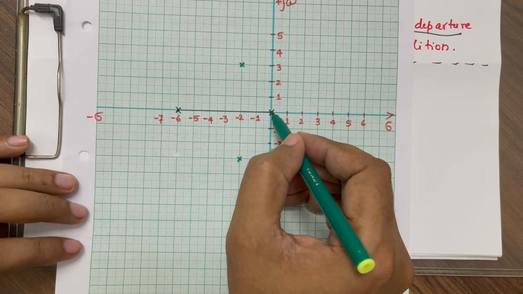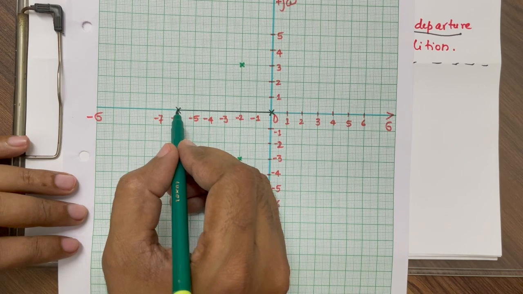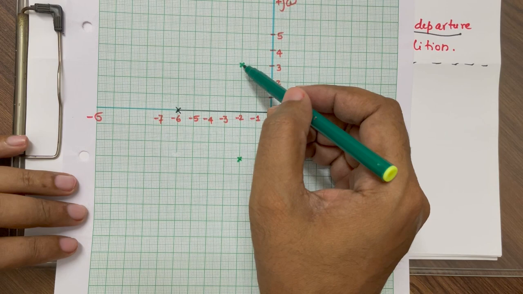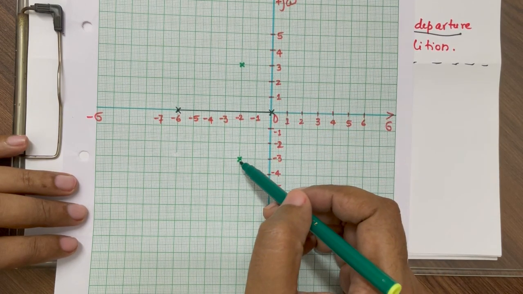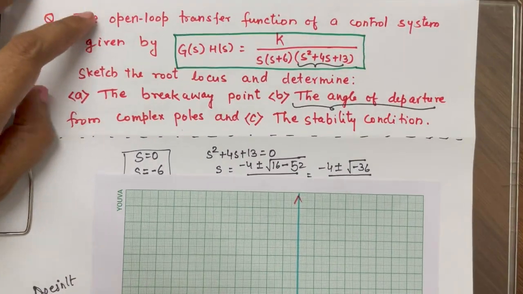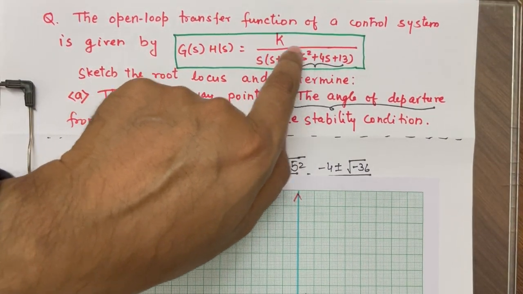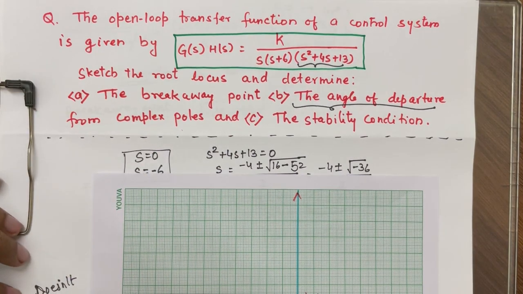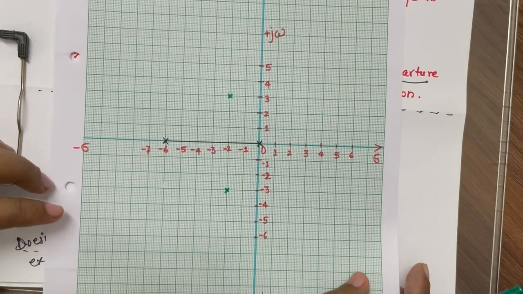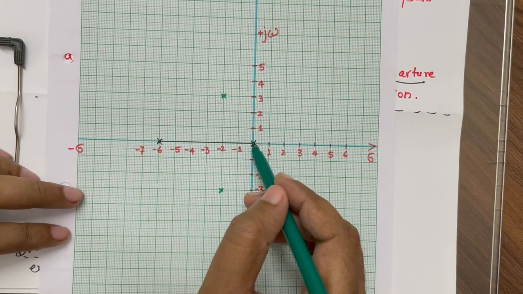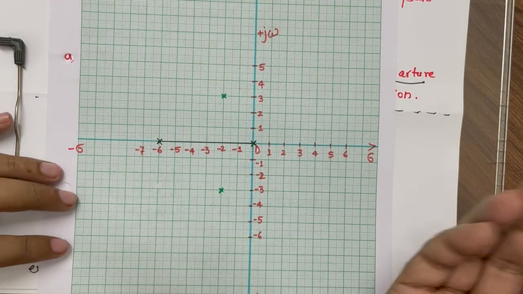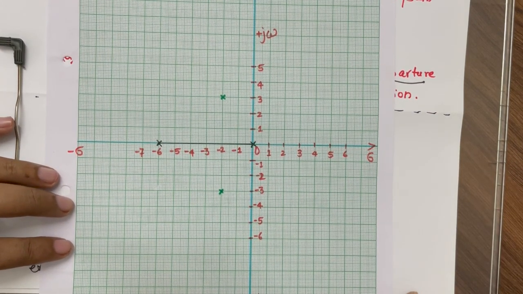One will start at 0, the second will start from minus 6, the third will start from here, minus 2 plus 3j, and the fourth will start from here. As there are no zeros in our expression, no zeros in the numerator, we don't have any function in terms of s, so there are no zeros. All of the branches which start from these four points will go to infinity, ending at infinity.